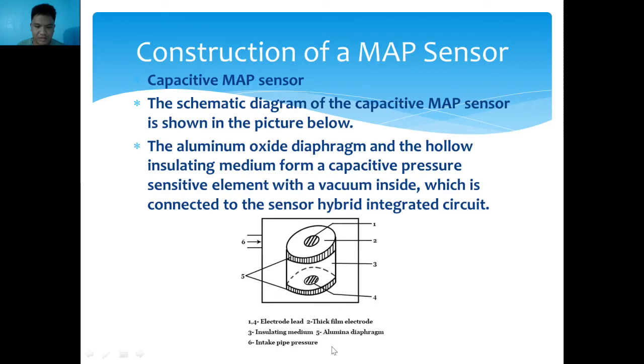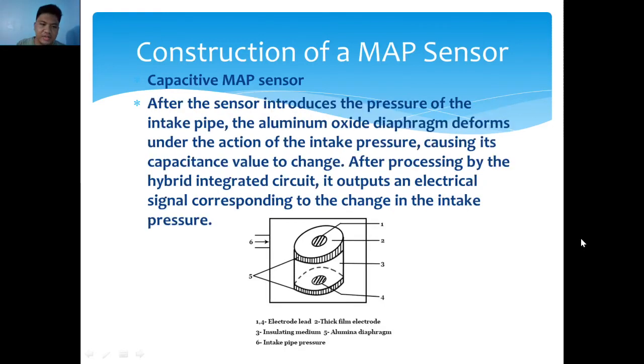Insulating medium. 5 is the aluminum diaphragm, both of these. And 6, intake pipe pressure. Oh, okay, that's how you see it. More on the operations later on.